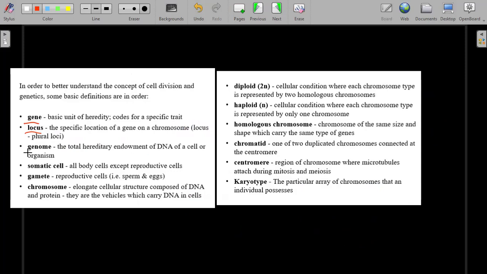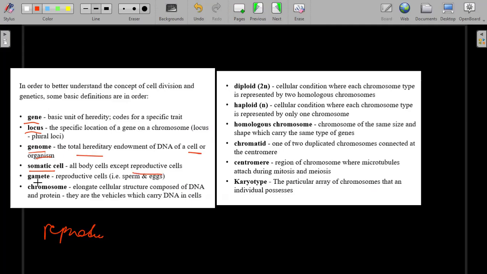Then you have what we call a genome. A genome is simply the total heredity of your genetic material of a cell or an organism. That is what we call a genome. You can also have somatic cells. Except for reproductive cells, any other cell is what we call a somatic cell.